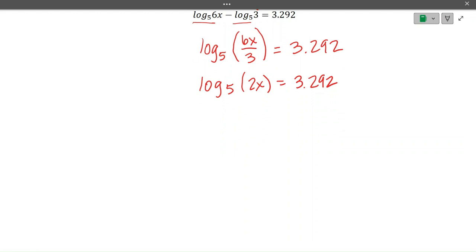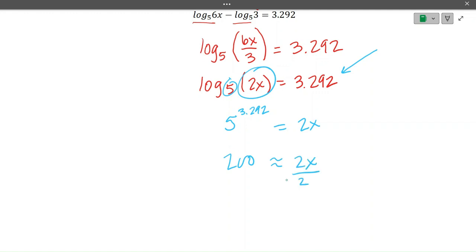What's awesome about this is now we've got the log simplified on the left, which means we can convert this into an exponential equation. So we have 5, that's our base, to the power of the other side of the equation, which is 3.292. And that gets set equal to what's inside the log, which is 2x. So when I do that, I get about 200 is approximately equal to 2x.